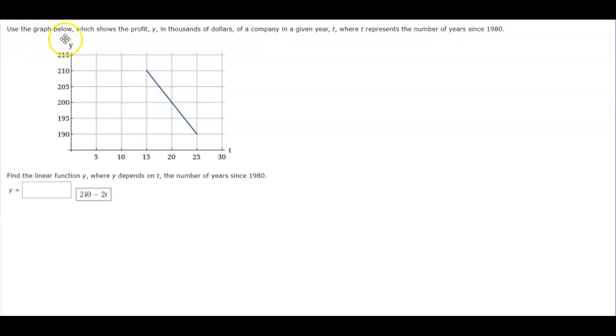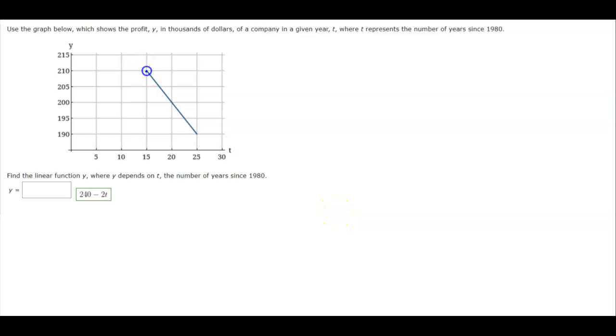And we're going to use the graph below, which shows the profit Y in thousands of dollars of a company in a given year T, where T represents the number of years since 1980. What we want to do is find the linear function Y, where Y depends on T, the number of years since 1980.